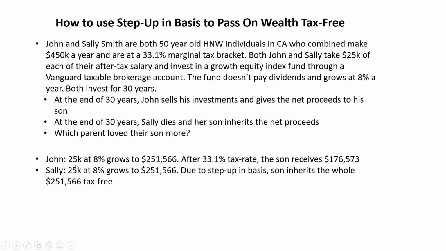So again, the answer to which parent loved their son more is Sally, because Sally smartly realized that she could pass on more wealth simply by investing for the long term and not selling those assets, right? And paying the large tax drag. Step up in basis allows individuals the ability to bypass taxes when passing on wealth to the next generation.